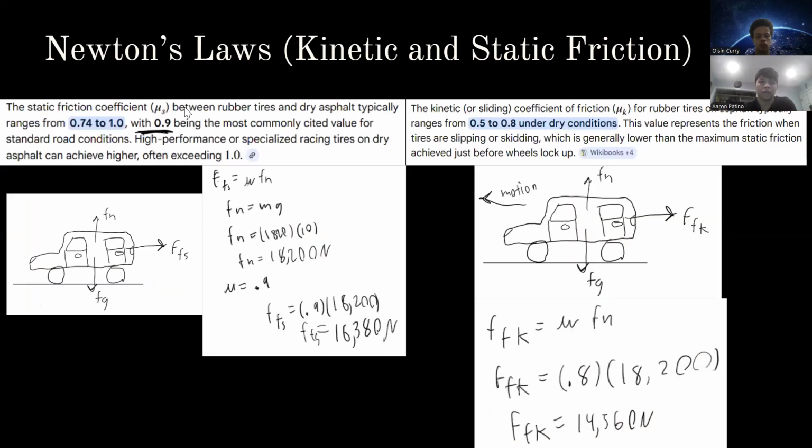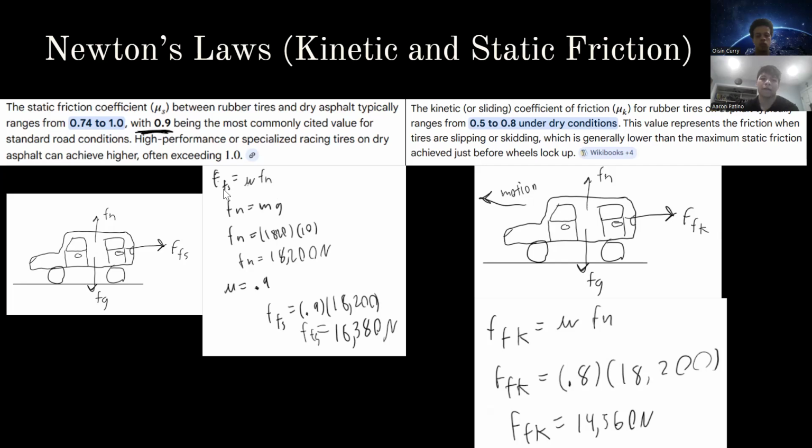And then we can also apply Newton's laws when we are finding the kinetic and static friction. While looking for the mu, which is an important part of it, we found that the static friction coefficient is usually higher than the kinetic coefficient of friction. The static coefficient is 0.9, which is what we used on average.